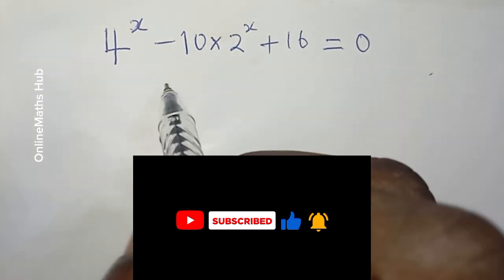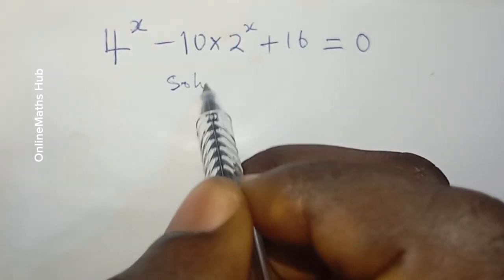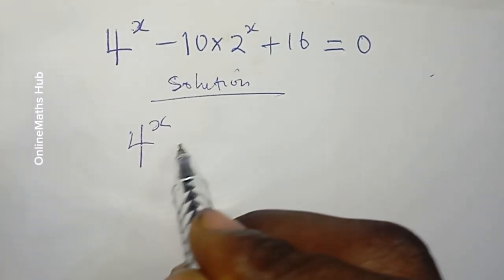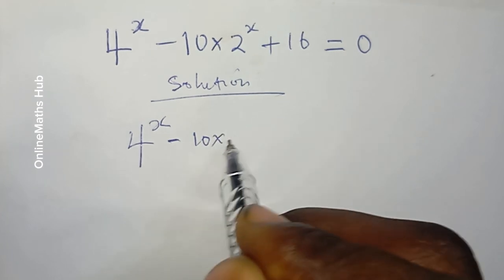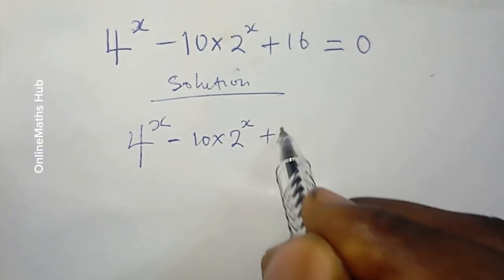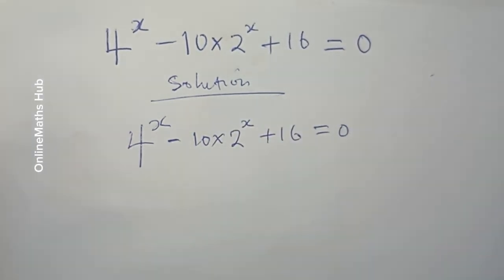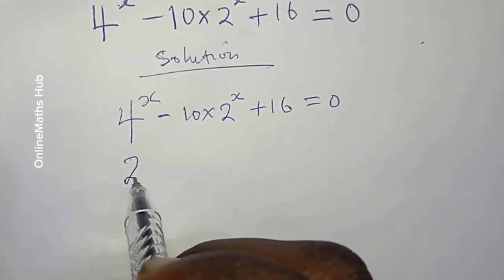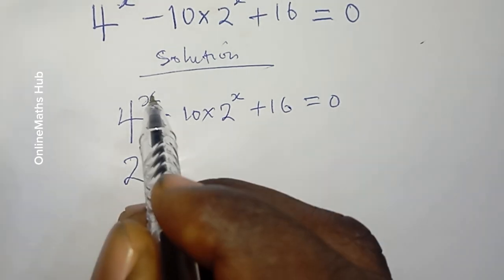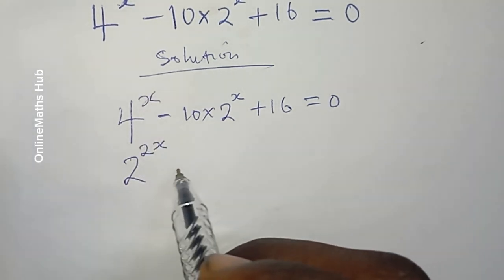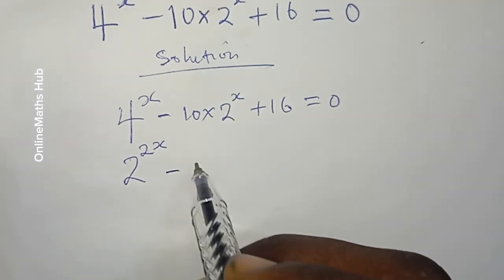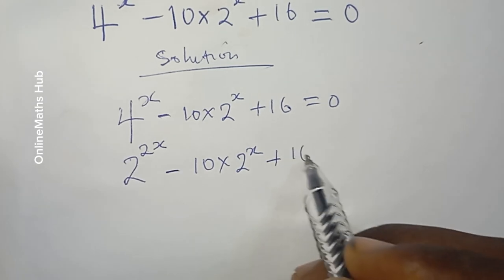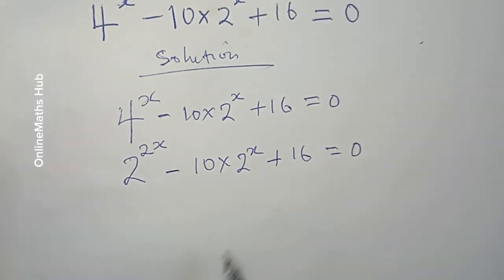Let me write the solution, and then we are going to proceed. Let me write the question: 4^x - 10 × 2^x + 16 = 0. The first thing I want to do is write this 4 as 2^2, and then I'll use the power to multiply the exponent x. So this is 10 multiplied by 2^x, plus 16 is equal to 0.